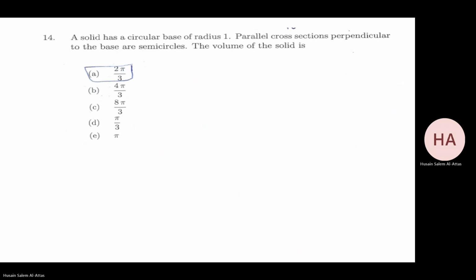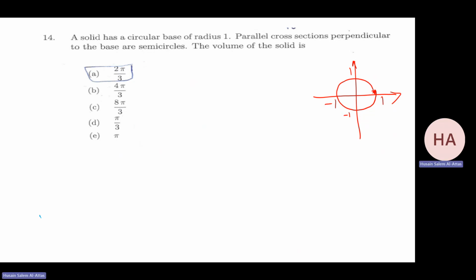Okay. A solid has a circular base, radius 1. I have a circular base of radius 1. So let me do the graph. I have a circle, radius 1. This is 1. Okay.